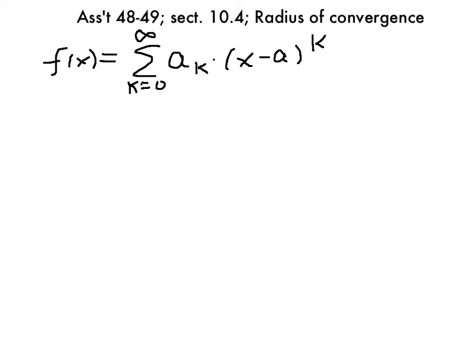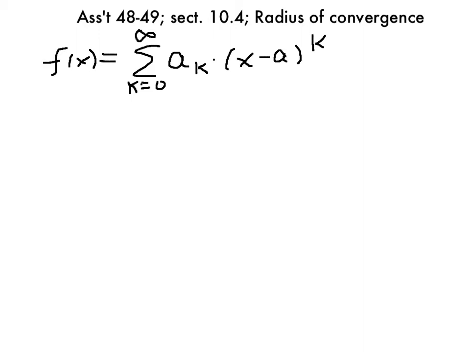And essentially there are three possibilities. This Taylor series might converge for all real values of x. Or it might converge only at A. That's a pretty extreme case and a pretty boring case. More likely, it will converge on some interval about A.